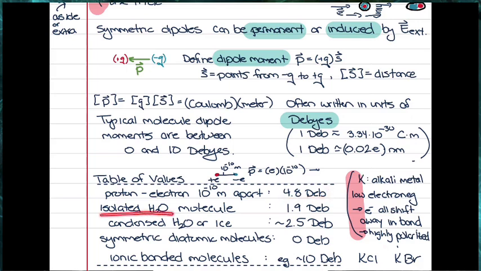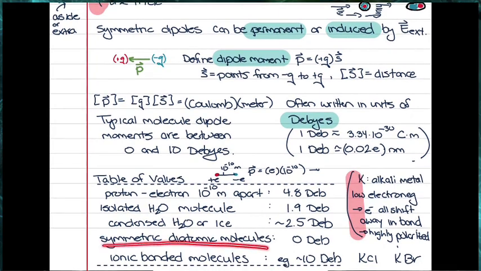An isolated H2O molecule is about 2 debyes, or 1.9 debyes. If you have a bunch of H2O molecules on top of one another, then those dipole moments start interacting, for example. So when you have condensed H2O vapor or ice, the number can increase, right? So I put an average value of 2.5. For ice, it might be a little bit higher, but so a few debyes.